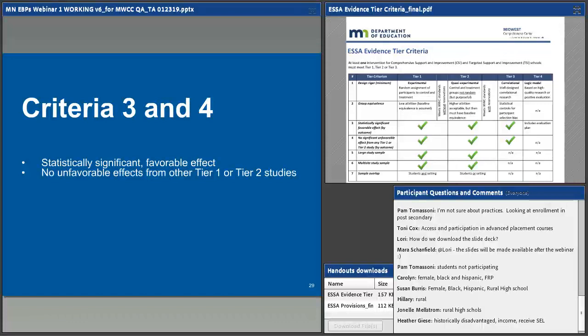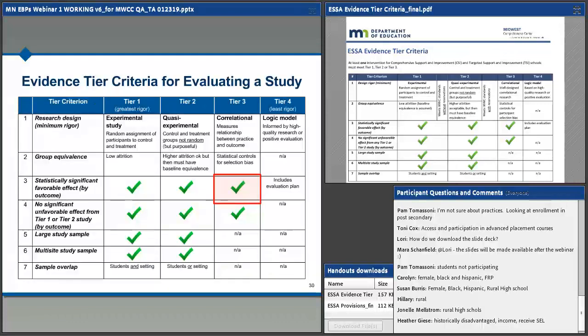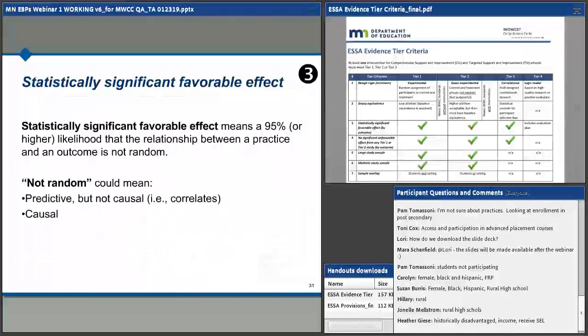Sure. All right, so let's look at criteria 3 and 4 now. And criteria 3, we know that the minimum requirement is that the study is statistically significant. Now we see that all of the tiers have the same exact requirement, right? There's no differentiation across criteria 3 between tiers 1, 2, or 3. Statistical significance is the same for all of them. But let's talk about what that means.